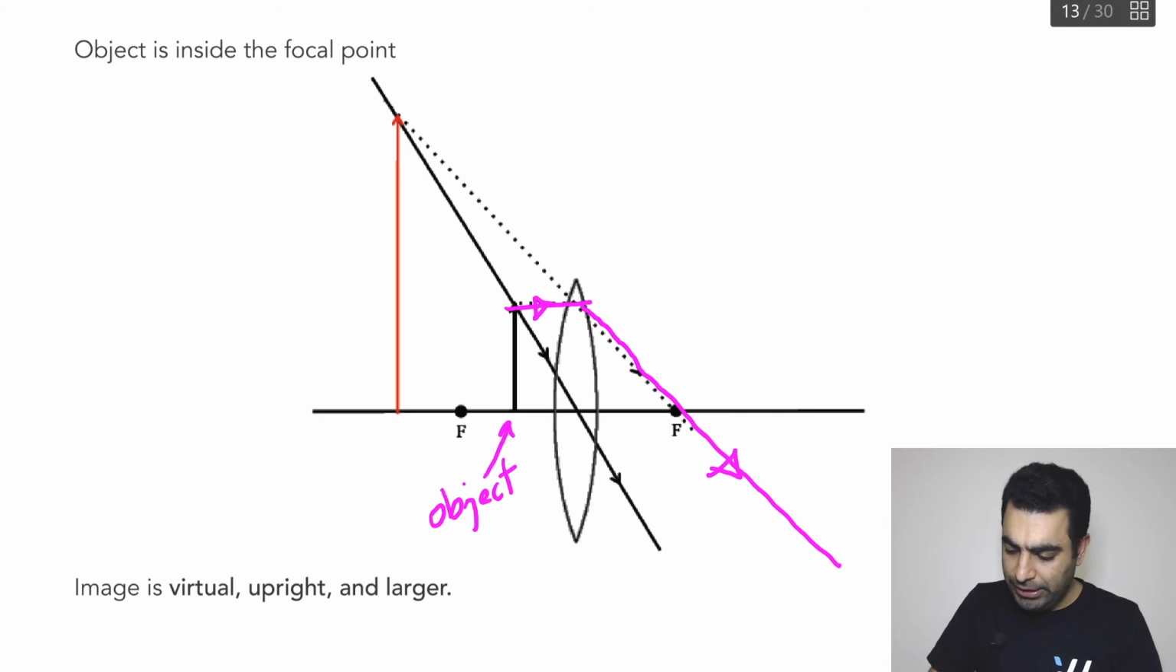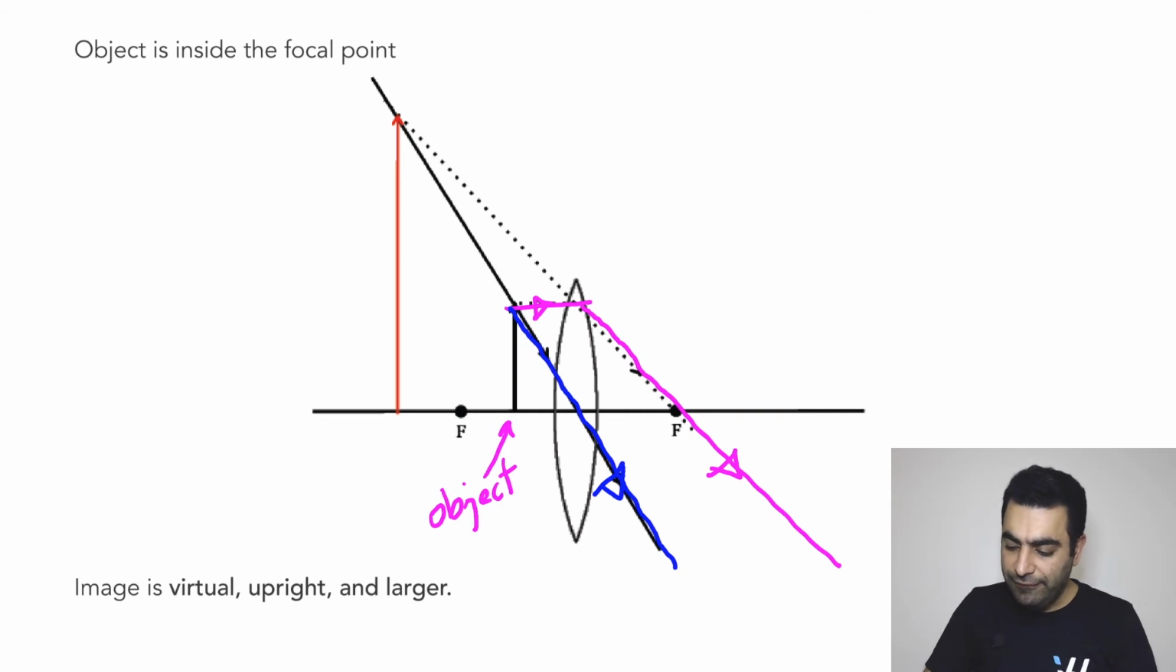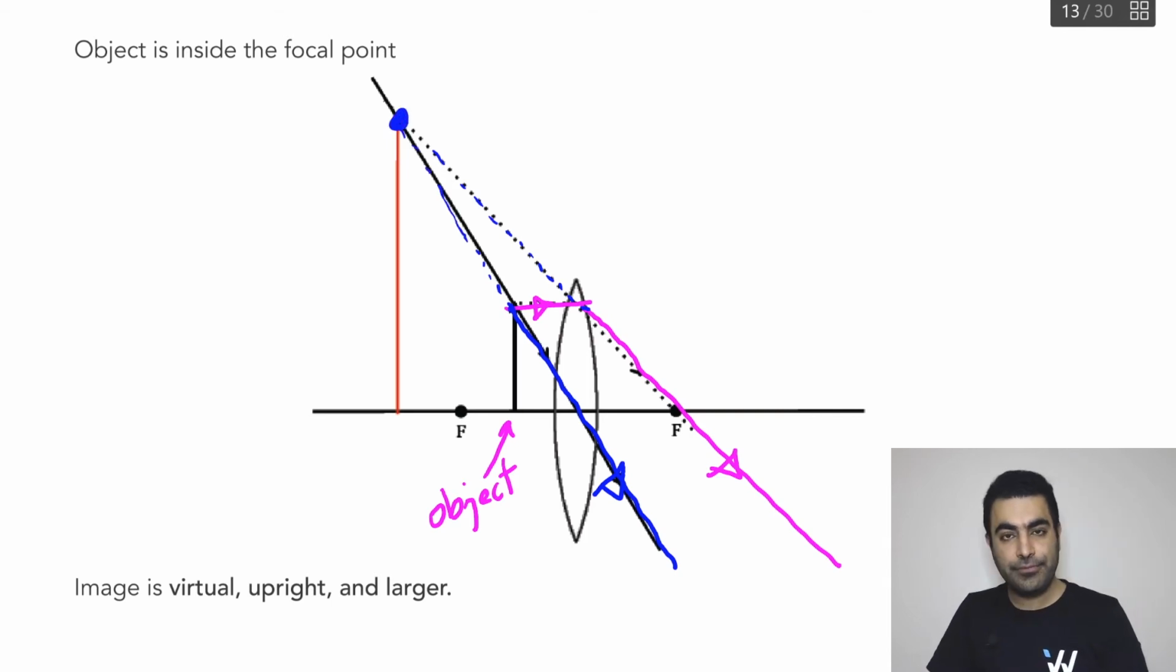The other ray would be the one which is going to pass through the center of the lens, and that's going to go directly without any refraction. Now, as you can see on the right hand side, these two rays are diverging, so we cannot look at the intersection of the actual light rays. However, if I trace them back, they're going to meet each other on the same side as the object at this location.